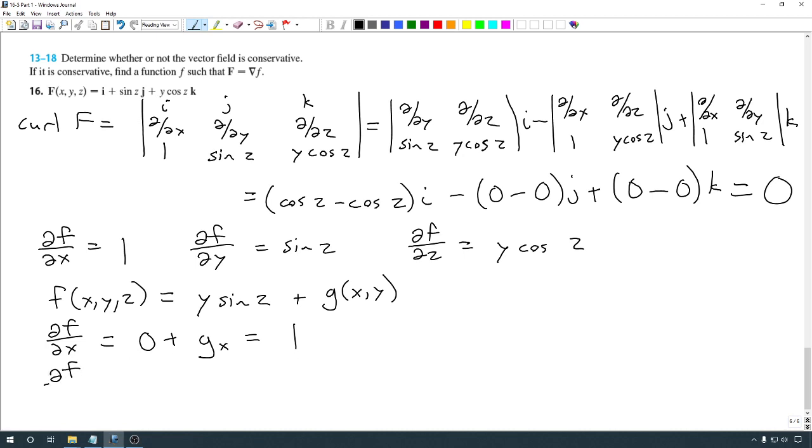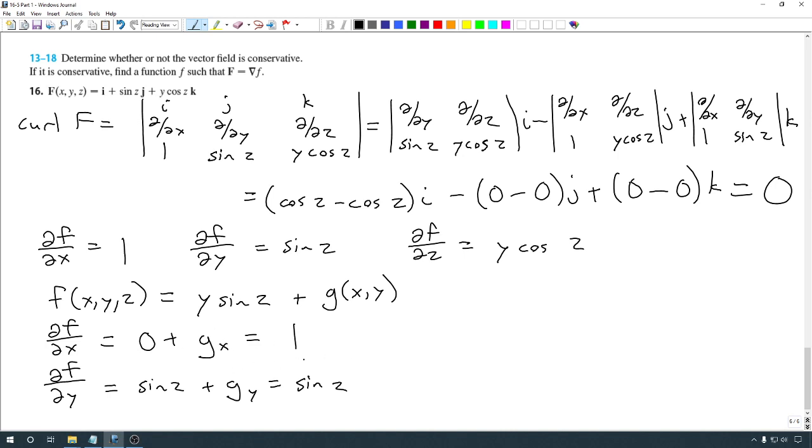We can do the same thing with y. Derivative with respect to y. So the derivative of this is just sine of z plus the y derivative of g. That needs to equal the df/dy that we have up here, which is sine of z. So we can see right here that g sub y is 0. That means that g actually does not depend on y. But it does depend on x. g sub x is equal to 1.